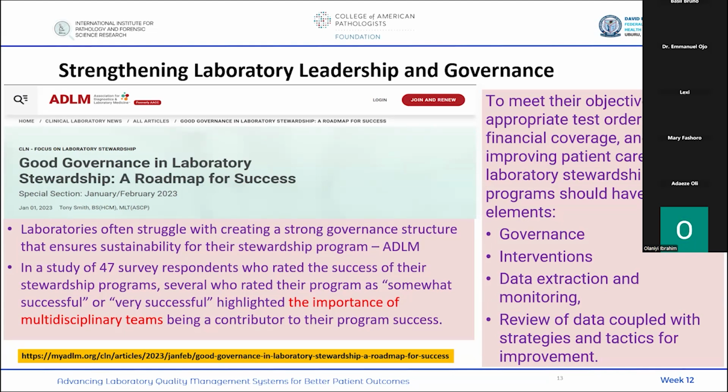And they had a study where 47 survey respondents talked about the success of their program and highlighted the importance of multidisciplinary teams as a major contributor to success of their stewardship programs. So to meet this objective, the article suggested key elements: governance, interventions, data extraction and monitoring. We are going to see how the data will play a role in helping us in subsequent slides.